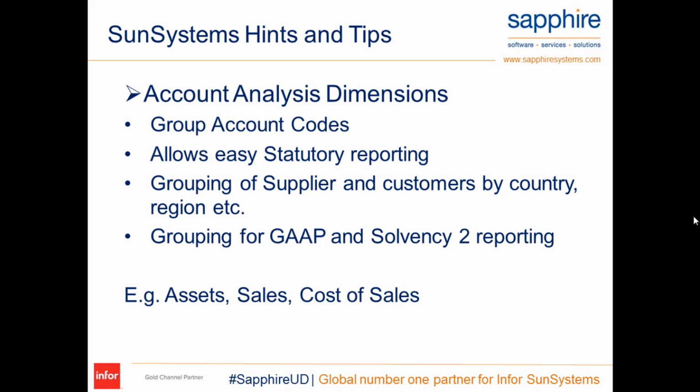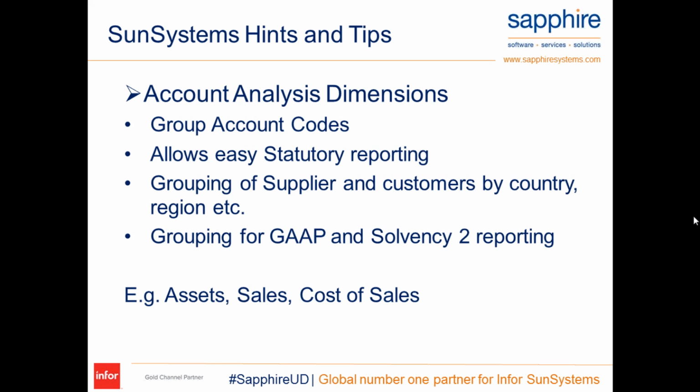Another example is for doing different types of tax reporting. For example, some companies need to do GAAP reporting as well as Solvency II reporting. Solvency II is another way of summarizing your data for tax purposes. So the way your chart of accounts is grouped or summarized for reporting purposes for GAAP might be different from that for Solvency II purposes.